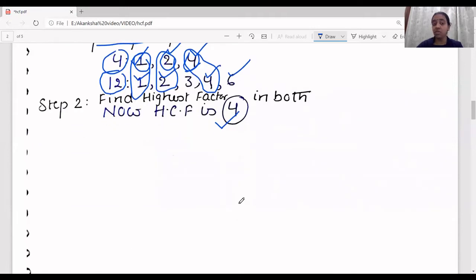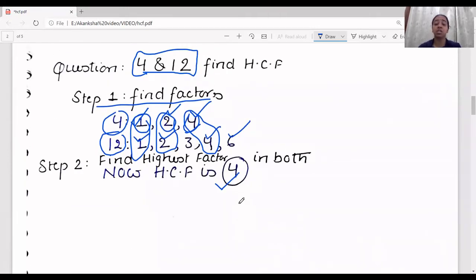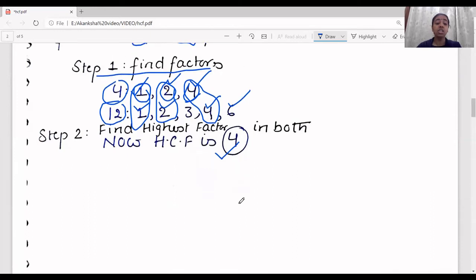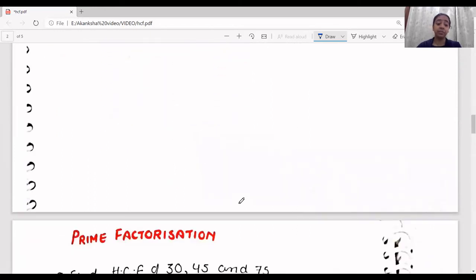So if two numbers are given, what are you suggested to do? You're suggested to first find out the factors of the two numbers and then find out the common factors of the two numbers and then find out the highest among the common factors. So this is factorization method.